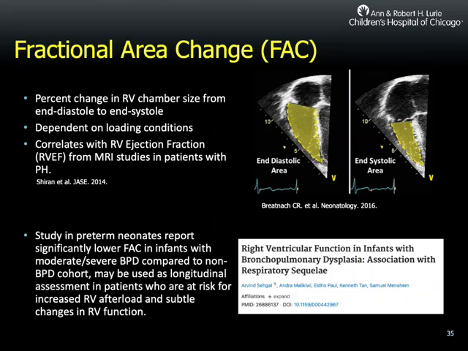There was also a study looking at preterm neonates reporting significantly lower FAC in infants with moderate to severe BPD compared to non-BPD cohorts. In this paper, the author suggested that FAC may be used as a longitudinal assessment in patients who would be at risk for increased RV afterload and with subtle changes in RV function.